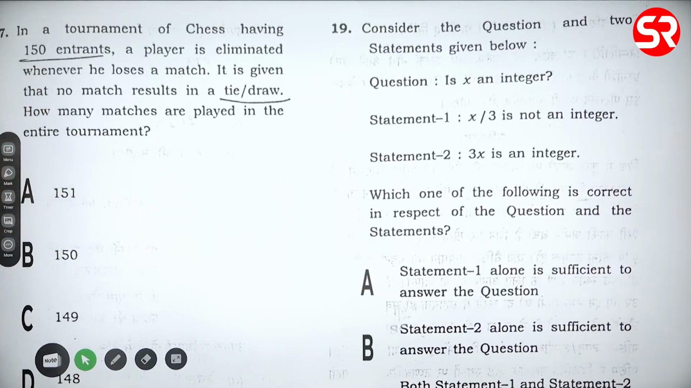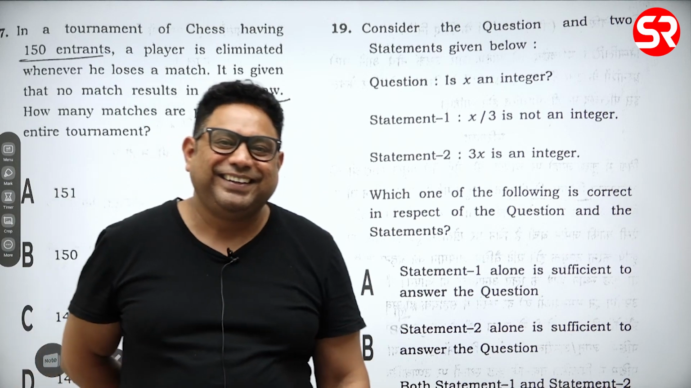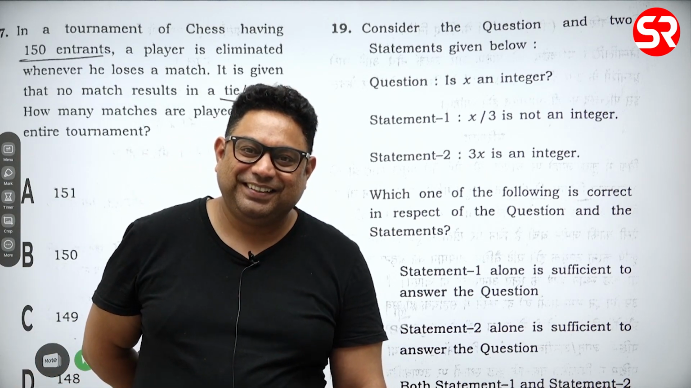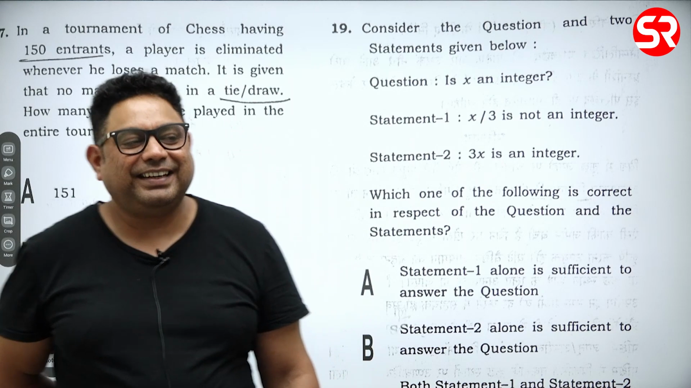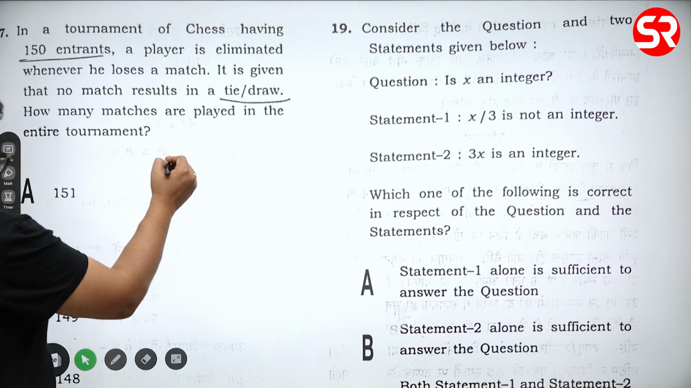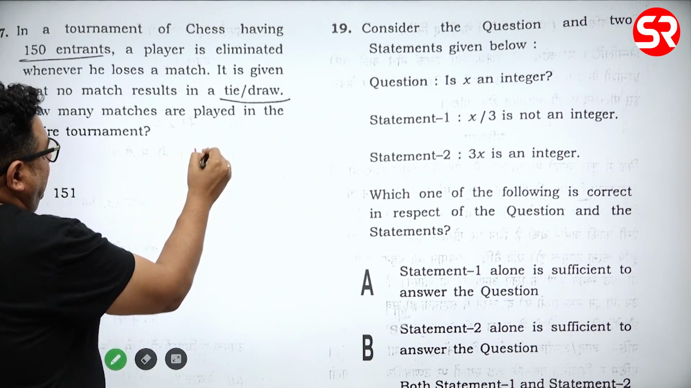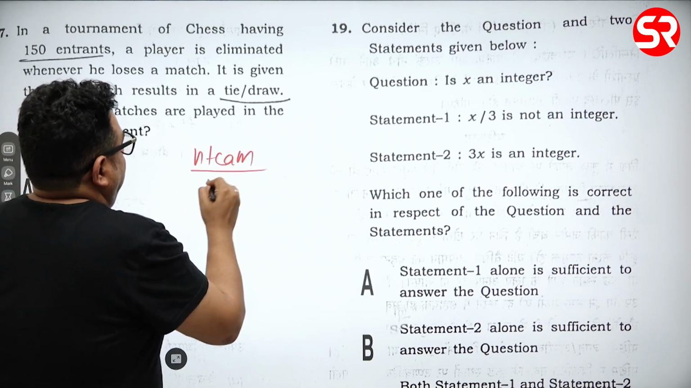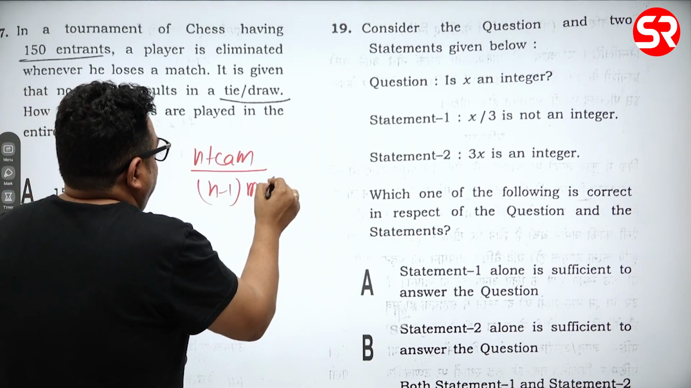A chess tournament having 150 entrants. A player is eliminated whenever he loses a match. Oh, we have done it. We have done it in the classrooms. What do you call it? Knockout tournament, right? Now, listen, he says given that there is no match results in a tie or a draw. Alright, there is no draw, there is no tie. How many matches are played in the entire tournament? N teams. Somebody wrote it: N minus 1 matches.